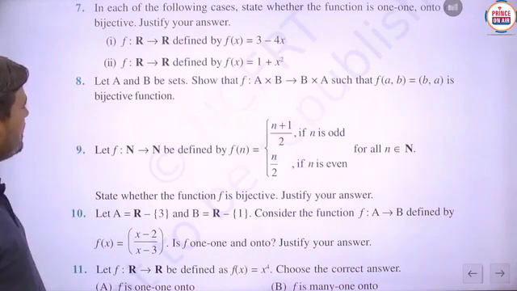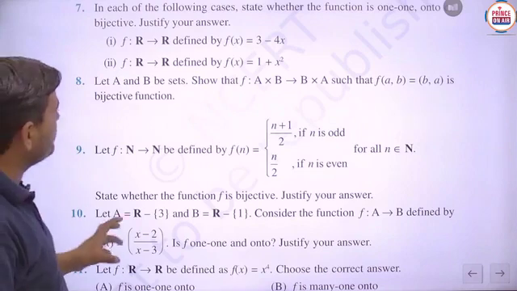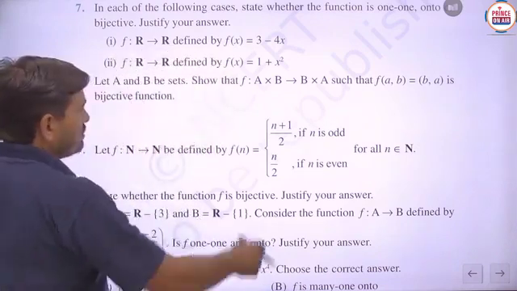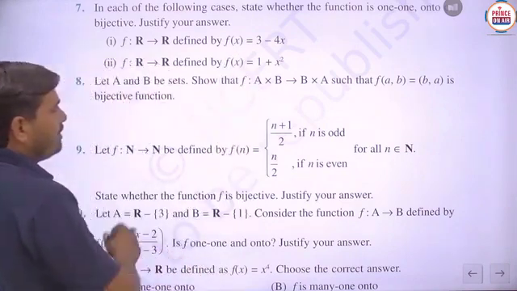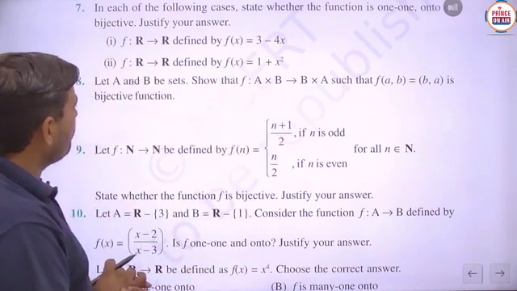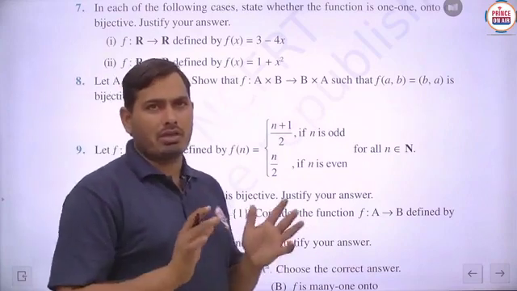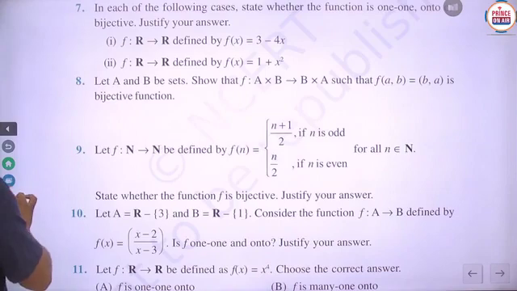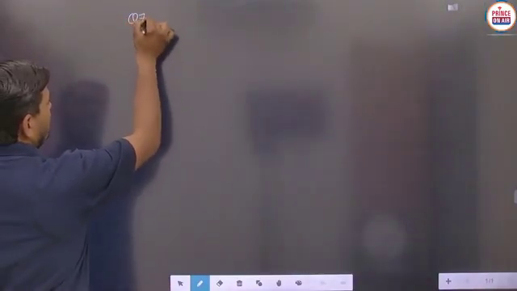So we have to see the question. There are two parts, the first and second. Both the functions are defined from real numbers to real numbers, and here f(x) is given as 3 minus 4x, and another function f(x) is given as 1 plus x square. Both the functions are to be checked whether they are bijective or not. Is it to be clear? So now we will take question number 7.